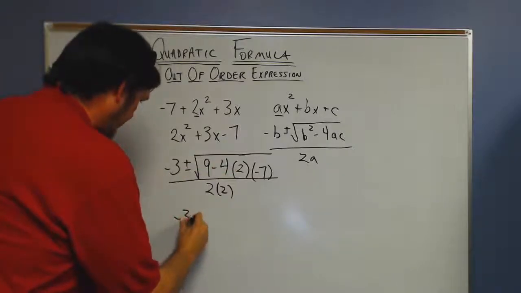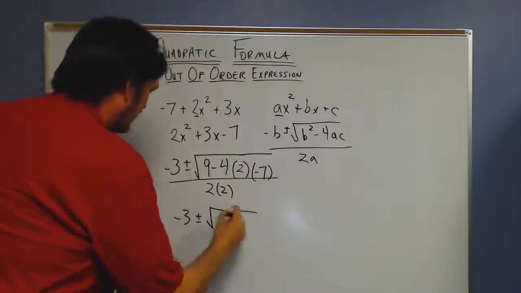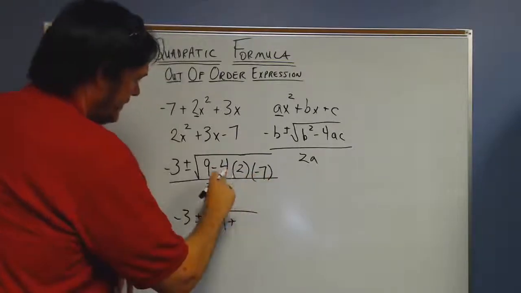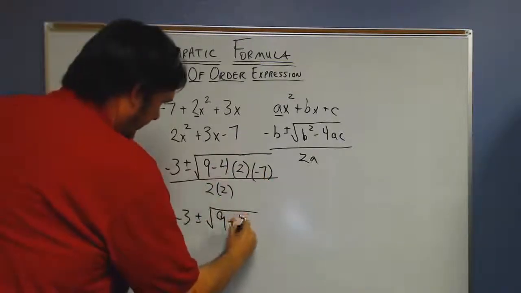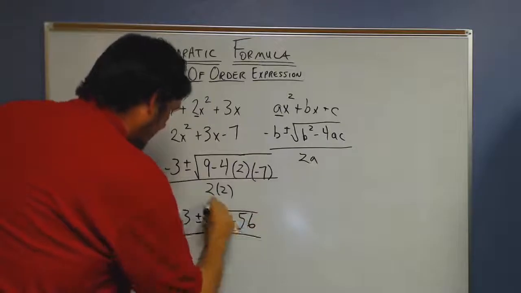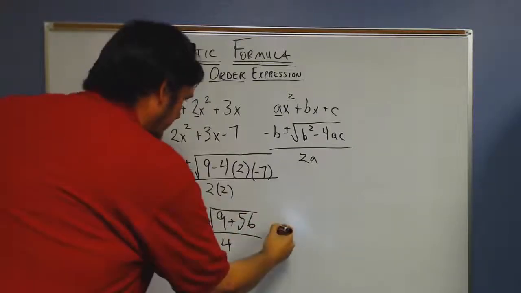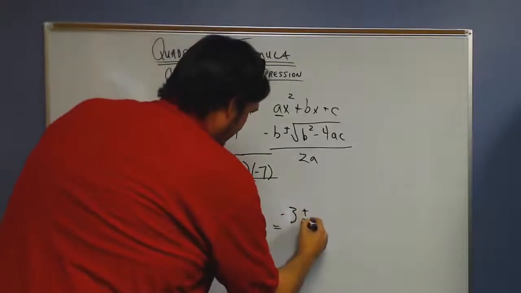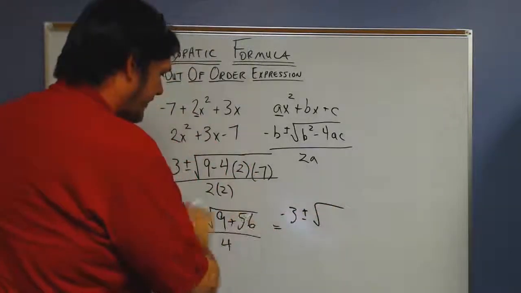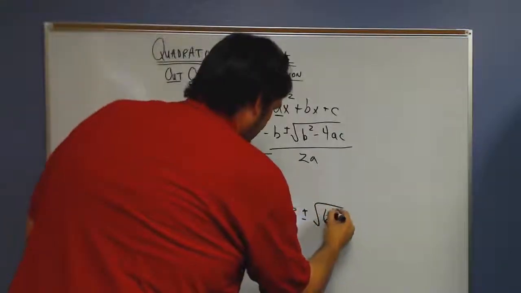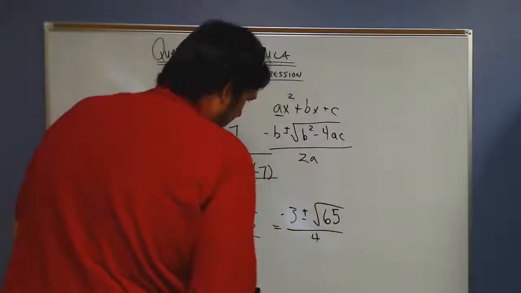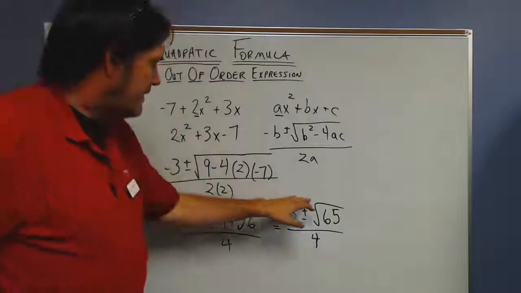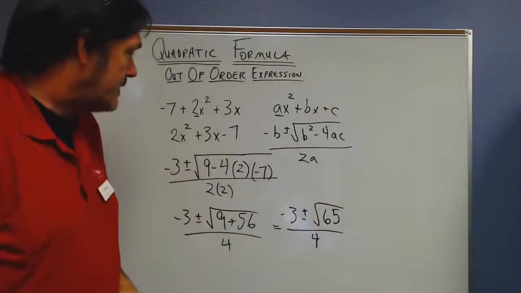We have negative 3 plus or minus the square root of 9. Remember, negative times negative is going to make this a positive. 4 times 2 is 8, times 7 is 56. Over 2 times 2 is 4. So negative 3 plus or minus the square root. 9 plus 56 is 65, over 4. And I don't think that reduces, so this is our final answer right here: negative 3 plus or minus the square root of 65 over 4.